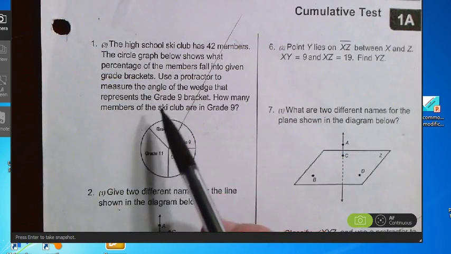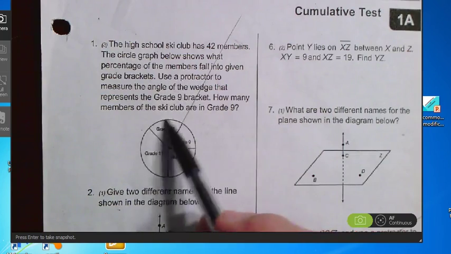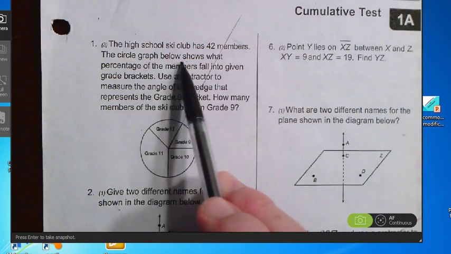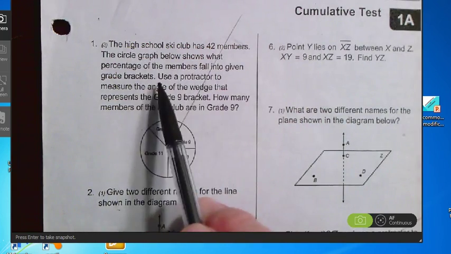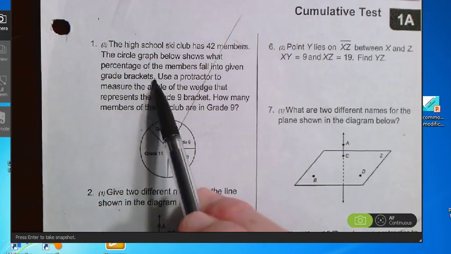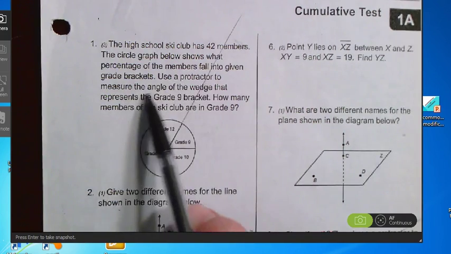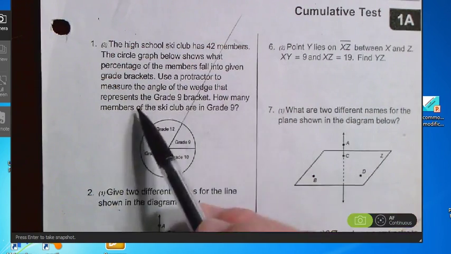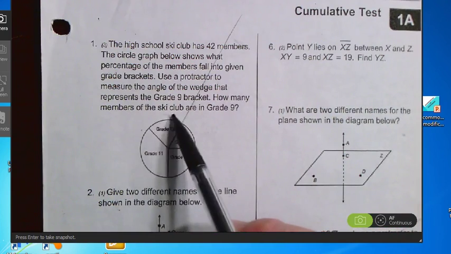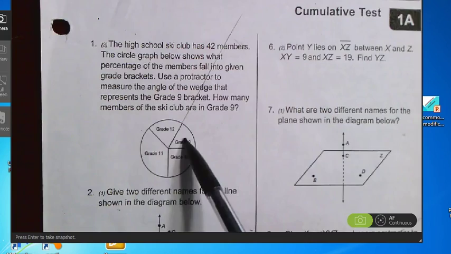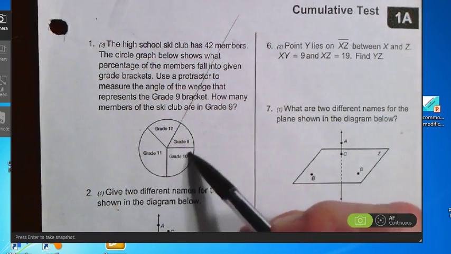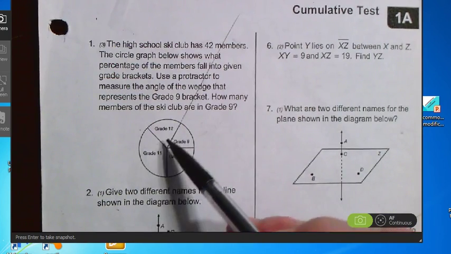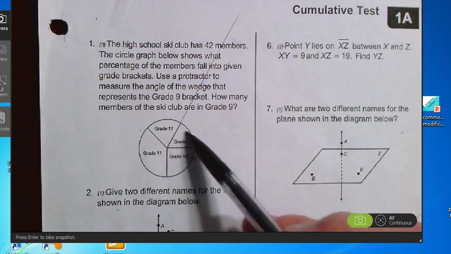All right, the first problem has to do with this pie, and it says a high school ski club has 42 members. The circle graph below shows what percentage of the members fall into given grade brackets. We're going to use a protractor and measure the angle of the wedge that represents the grade 9 bracket, and then ultimately you want to know how many members of the ski club are in grade 9. We know that the circle measures 360 degrees, so each of these pies will be some amount of degrees out of 360.